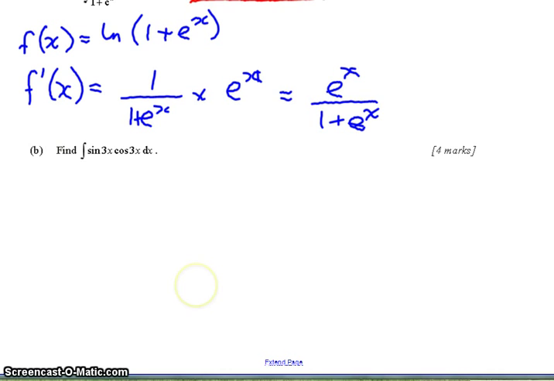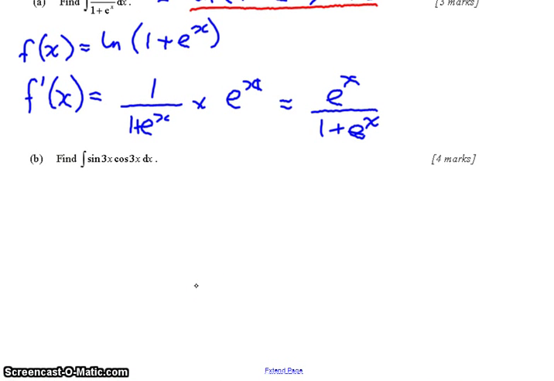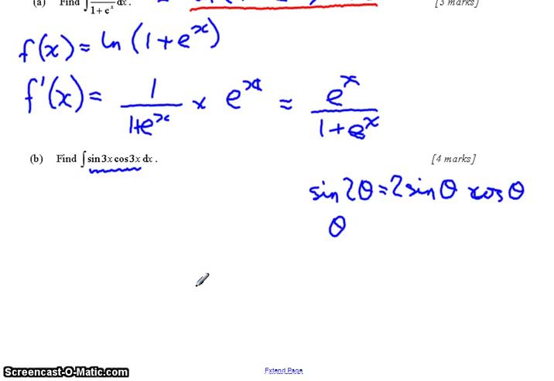Again, part B did involve a little bit of a trick, and it required you to spot that this is fairly similar to our double angle formula for sine. So I'm going to write that out as it is in your formula booklet. Sine 2 theta equals 2 sine theta cos theta. Now what happens if we replace theta with 3x?